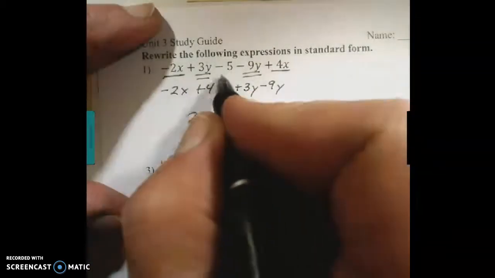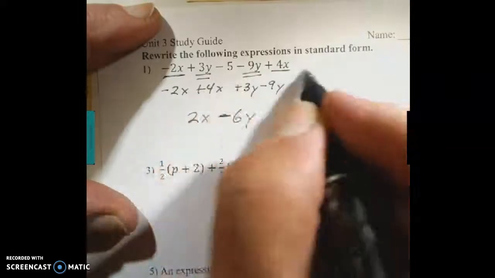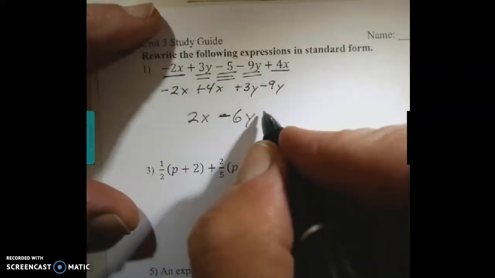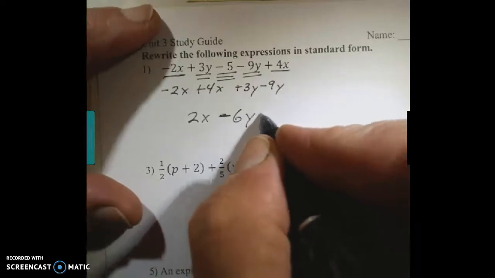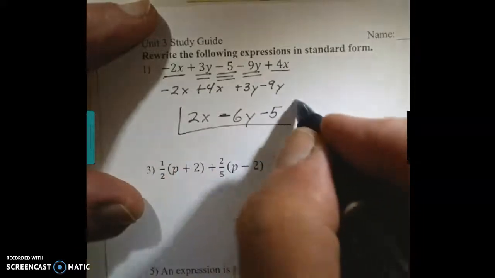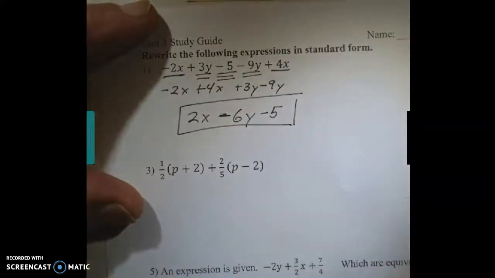And then finally, numbers would be like terms with other numbers. The minus 5 doesn't have anything to combine with. We just need to be sure it gets tacked onto our answer because it's still part of the expression. That is the solution. 2x minus 6y minus 5.